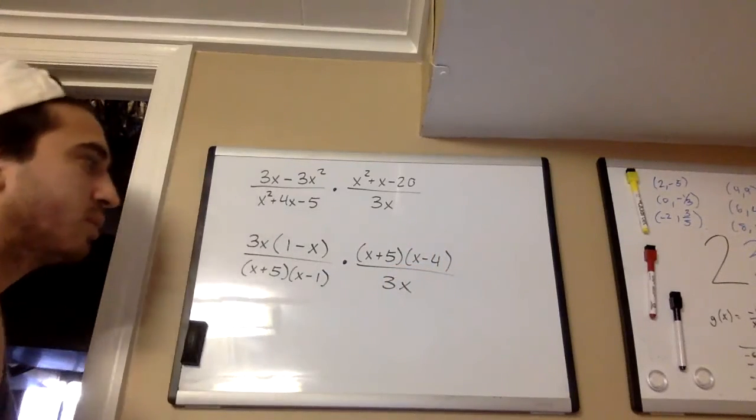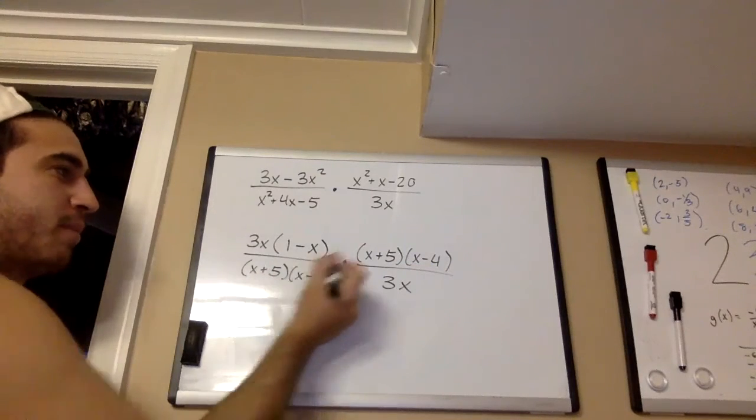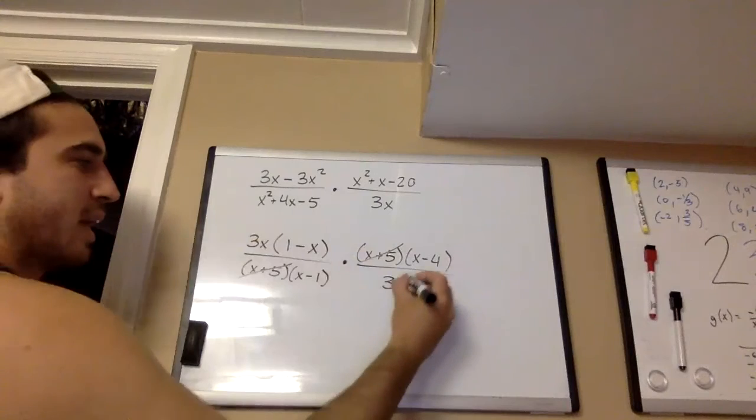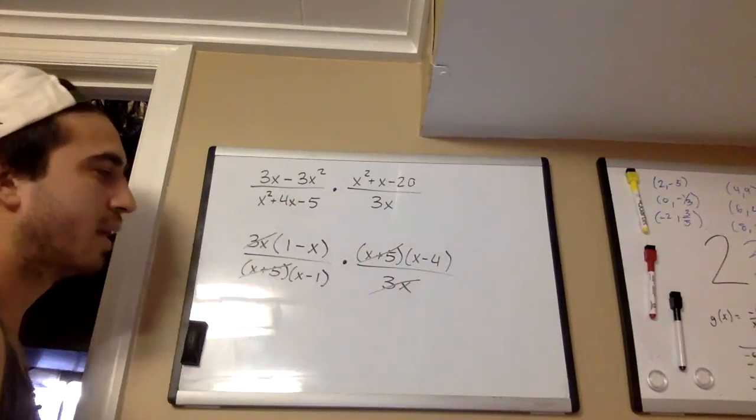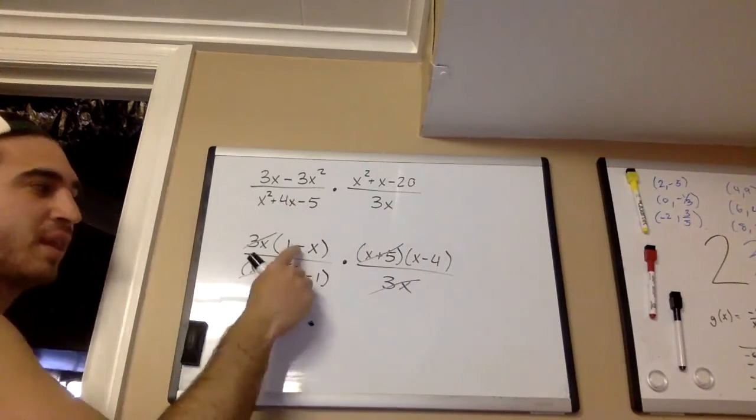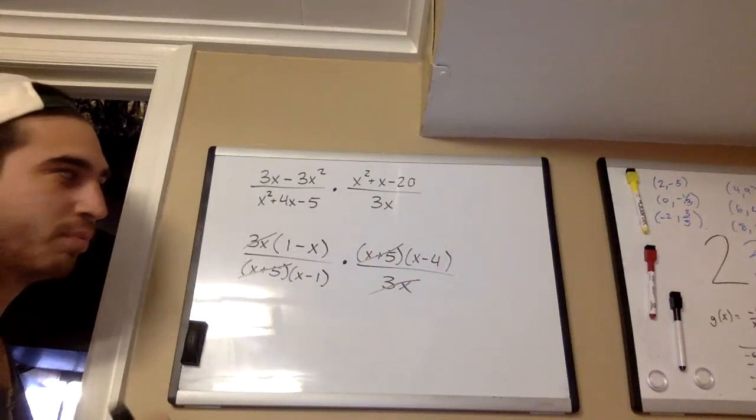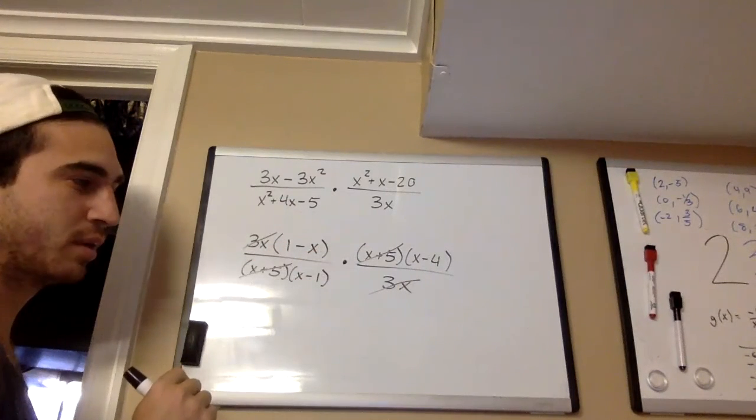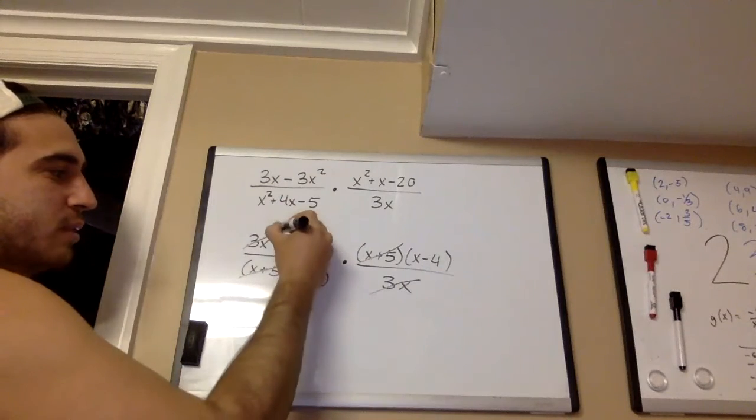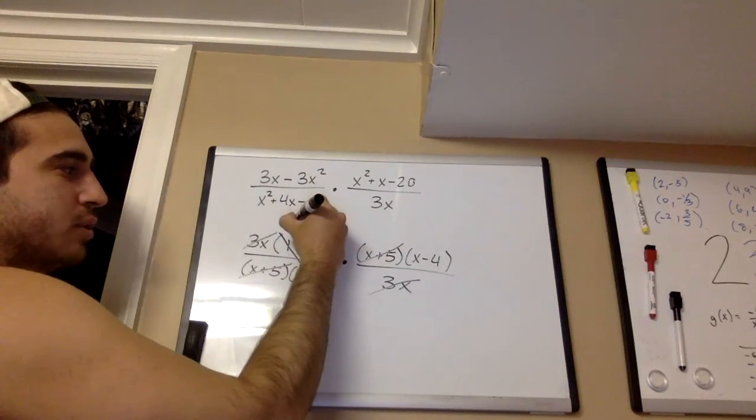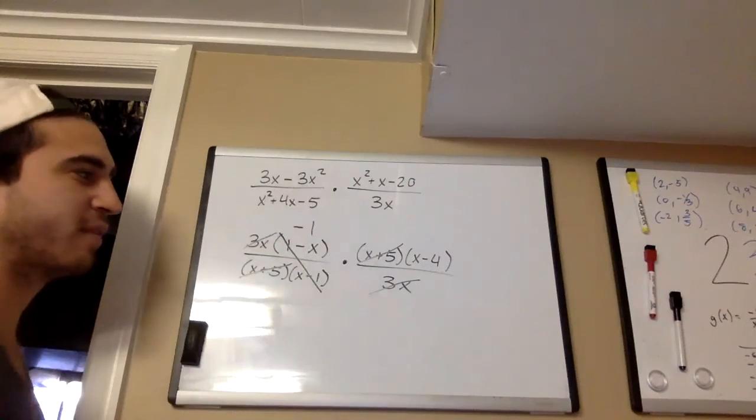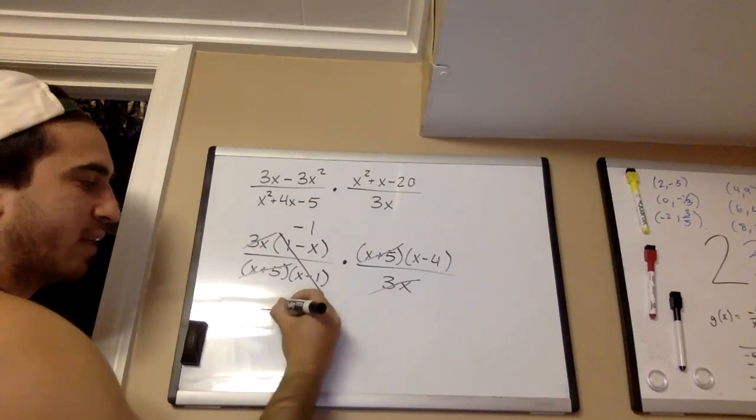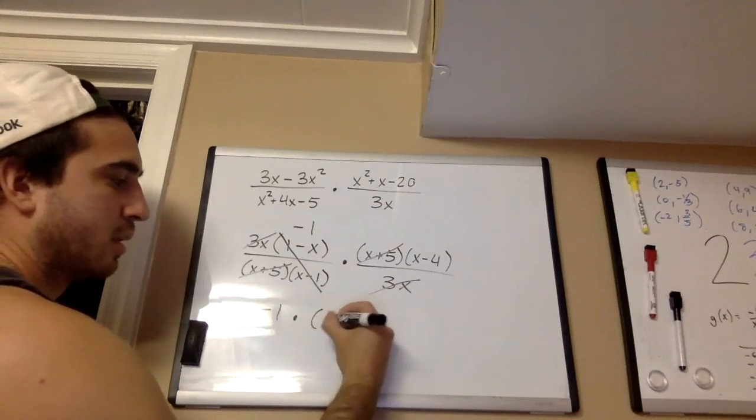So now I'm just going to look for stuff to cancel out. X plus 5 is on the bottom, x plus 5 is on the top. Cancel. 3x on the bottom, 3x on the top. Cancel. Now this one's a little tricky. You would think that they cancel. They do, but something comes out of it. See how this one is 1 minus x, but this one's x minus 1? This is going to cancel, and it's going to turn into -1 instead of +1. And now nothing else cancels. So I'm going to write down what I have left. I have -1 times x minus 4.